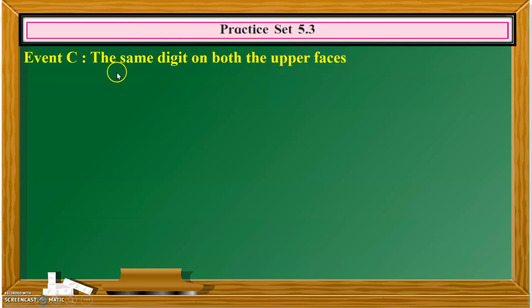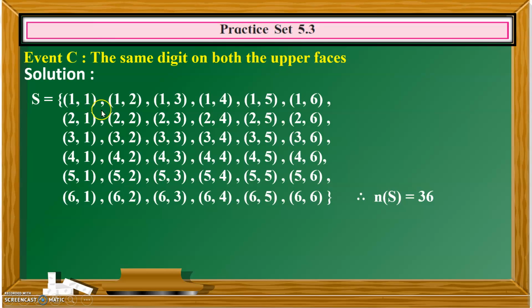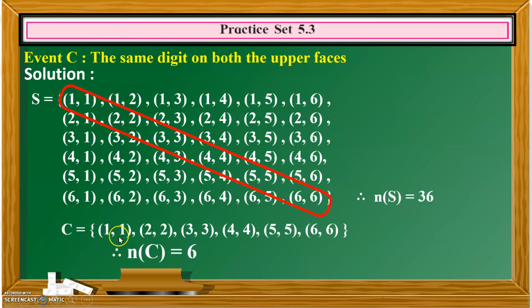upper faces. This question is very simple. Same digit means this line. Okay, this one. And then you have to write C as 1, 1, 2, 2, 3, 3, 4, 4, 5, 5, 6, 6 and therefore n of C is equal to 6. Hope this part is clear, students.